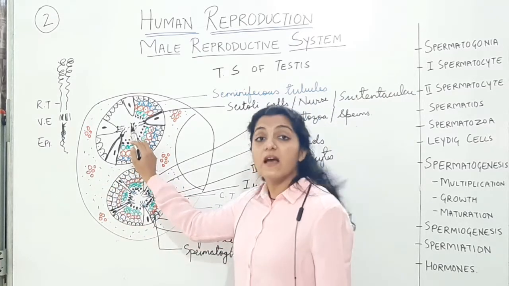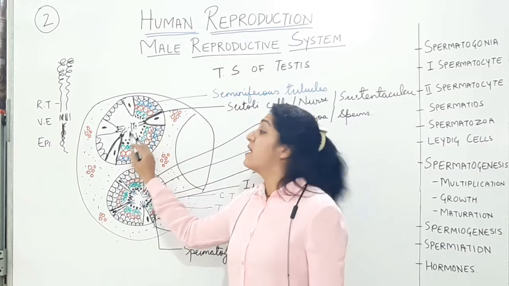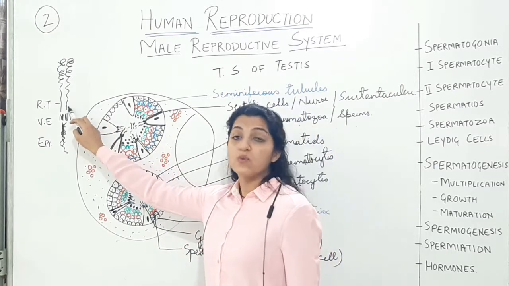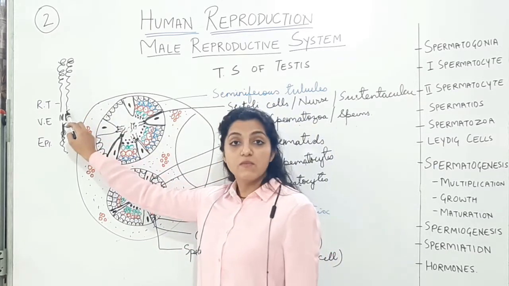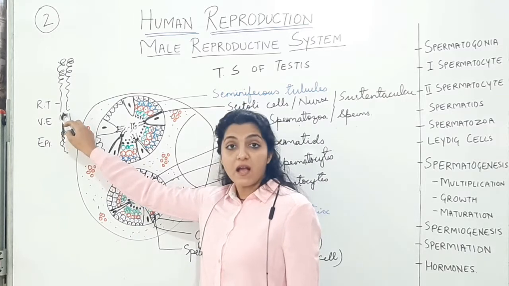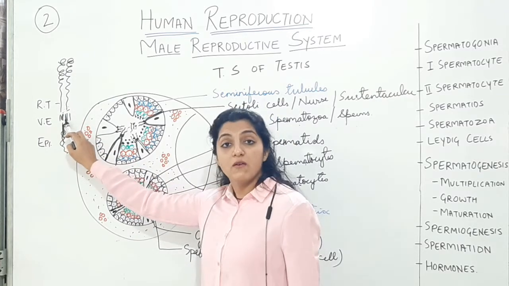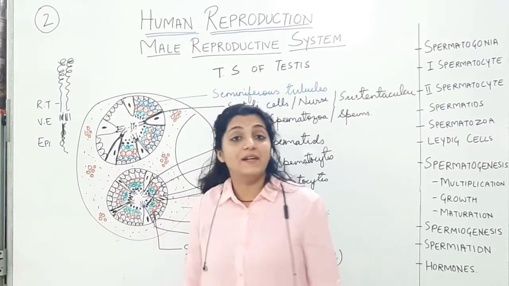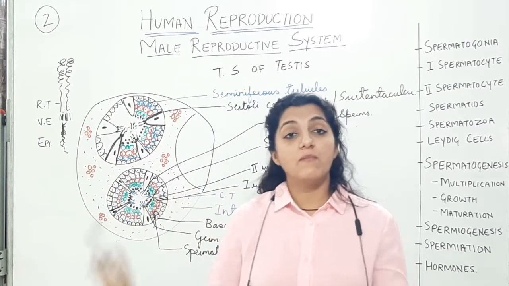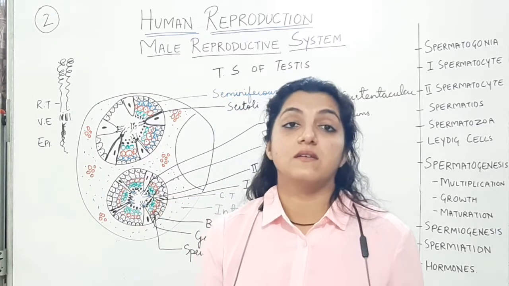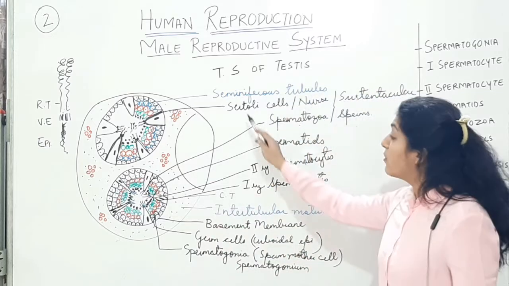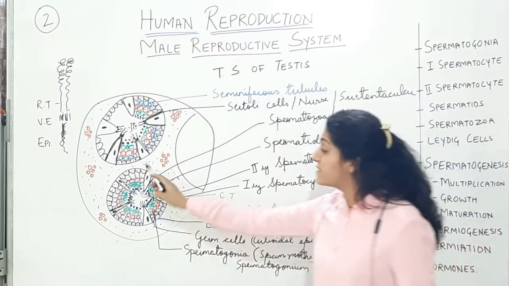From here, they are now ready to be released into the rete testis, which is the part following the seminiferous tubule, where the seminiferous tubule opens. From the rete testis, they will go through the vasa efferentia to the epididymis, and then the further pathway which we are going to discuss. Okay, so you have to remember all these cells here.